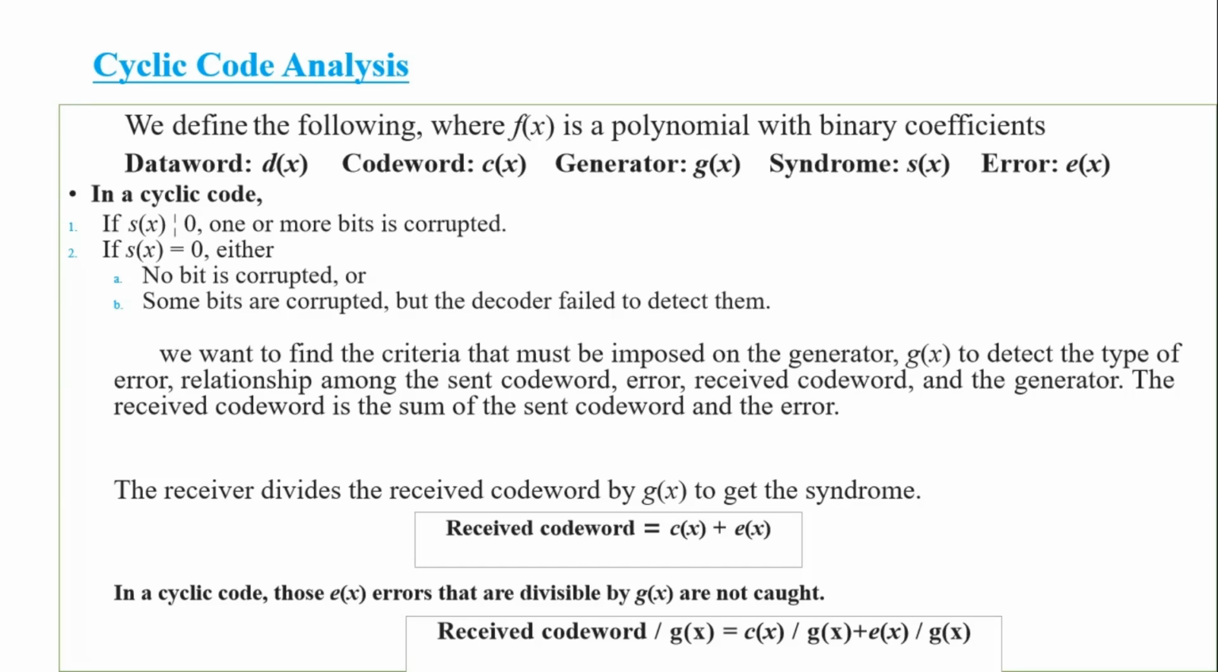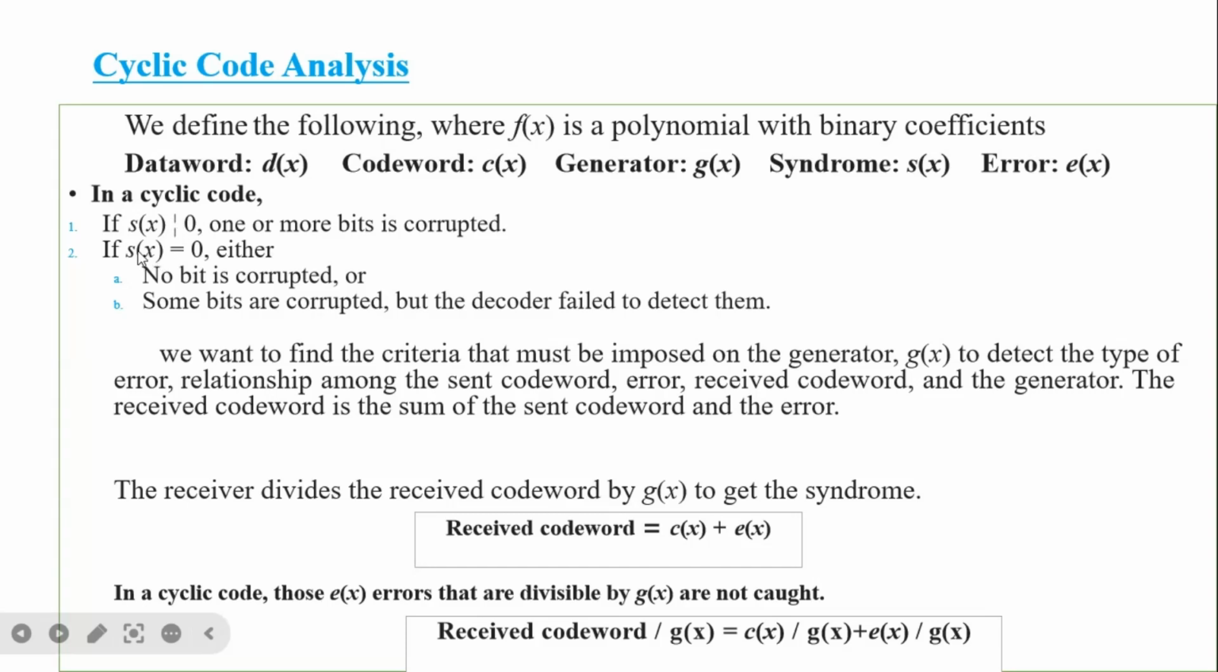If we say f(x) is a polynomial of binary coefficients, then the data word is denoted by d(x), the code word is denoted by c(x), generated by g(x), the syndrome by s(x), and the error by e(x). In a cyclic code, if the syndrome is not zero, then it simply means it has an error, that is, one or more bits have been corrupted.